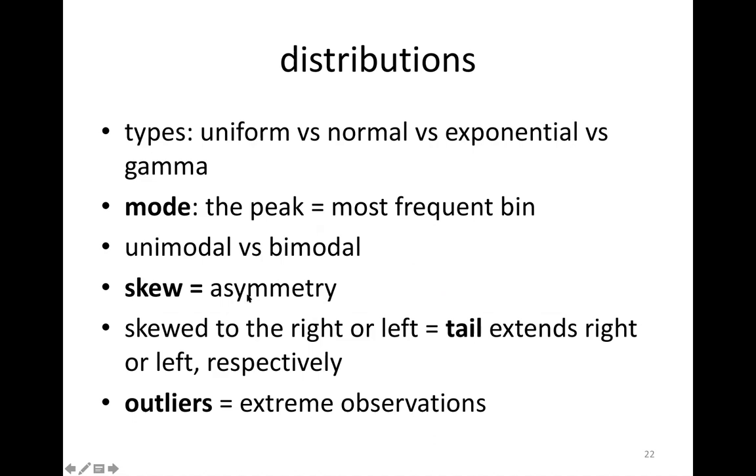And of course, there might be even more modes other than two. Skew is asymmetry, as we mentioned. We're talking about tail and outliers. This is a commonly used term. You should definitely know. These are extreme observations that seem to be under the influence of some other factors that do not possibly influence the rest of the observations. So some kind of extreme situation.